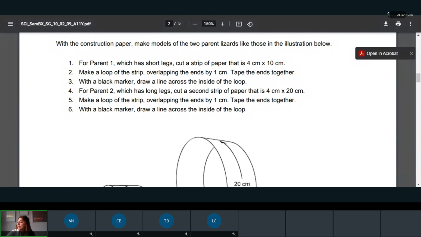Okay, first thing that you're going to do for parent 1, which has short legs, you are going to cut out a strip of paper that is 4 centimeters by 10 centimeters. So with your paper, now I already have one that's been cut, okay? But with your paper, your new one, you should only need one. You might want to have more for backup. But you're going to take your ruler, okay? And you're going to measure 4 centimeters by 10 centimeters. So what that means, and I have found it easiest, is to use the side of the paper.